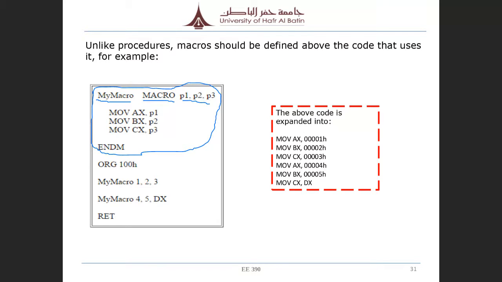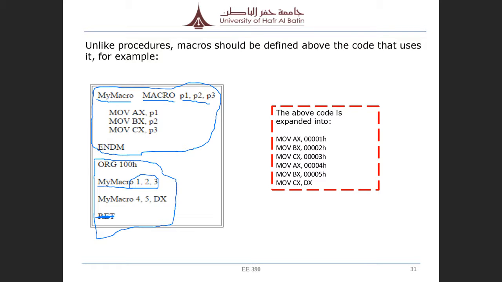And then here is the main program. For example, this is the main program. We write ORG 10 and MYMACRO 1,2,3, MYMACRO 4,5,DX. What does it mean? Forget about this line, return. In the main program we are using MYMACRO like a function. We are calling the function MYMACRO 1,2,3.